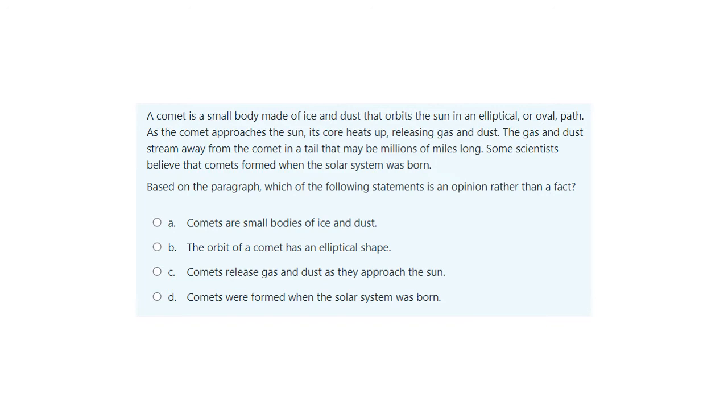Comets release gas and dust as they approach the sun. Comets were formed when the solar system was born. Now, we don't have any opinions there necessarily. We don't have any should. We don't have any predictions about the future. We don't really have many adjectives. So we do need to go and look at the passage.